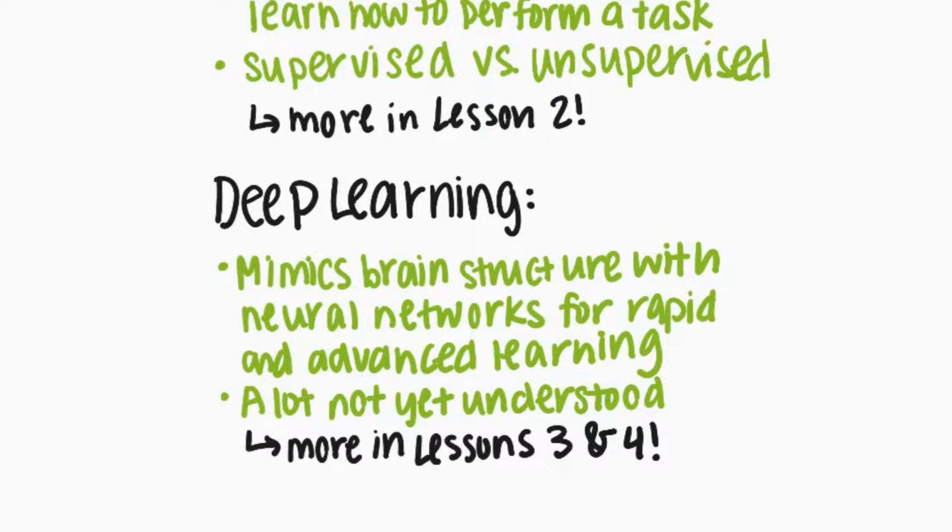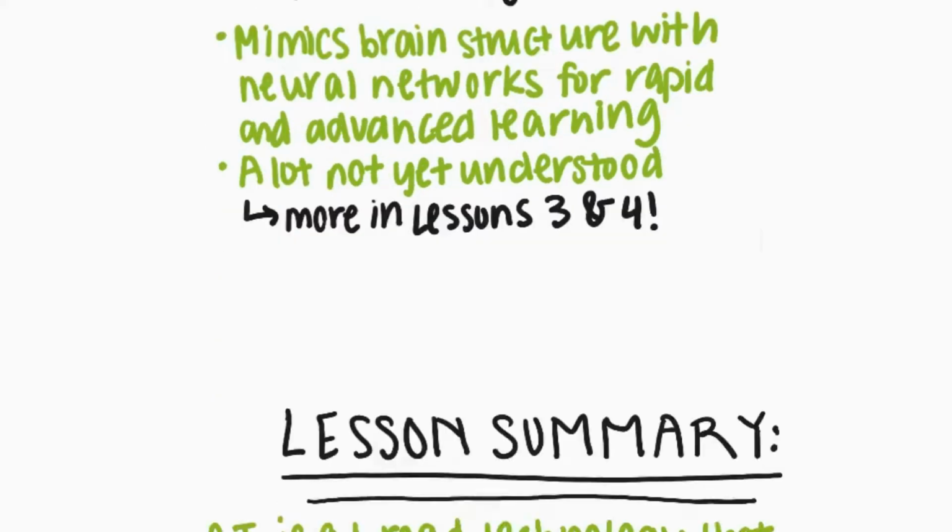Deep learning mimics the brain structure with neural networks, like we talked about, and it has more rapid and advanced learning. A lot of it is not yet understood, and deep learning is usually the subject of most advanced AI research we conduct today. And we're going to be examining it further in Lessons 3 and 4.